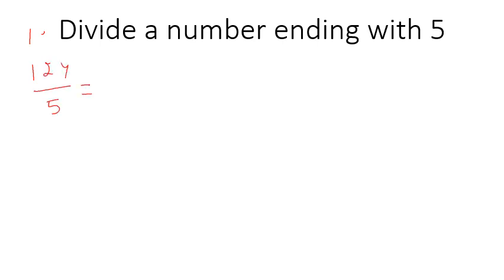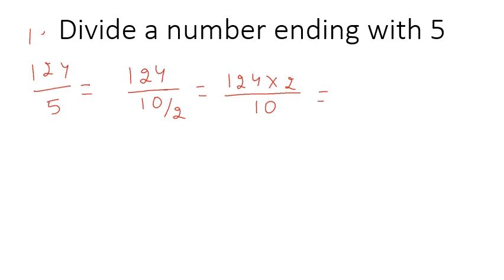Okay, so in the first step, you will convert 5 in the form of 10 by 2. As you know, when written in this form, the whole result becomes 124 into 2 divided by 10. Writing 5 as 10 by 2 will not result in any change of the value. Why have we done this? Because it's easy to multiply a number with 2 rather than to divide it with 5.